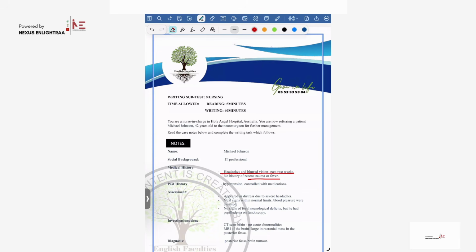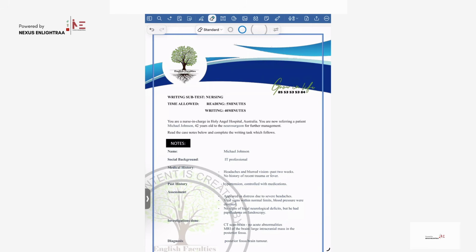Okay. Now let's go for past history. It says hypertension controlled with medication. This is important context for the neurosurgeon. So include it. It says hypertension controlled with medication, and this is important for the neurosurgeon. So do not forget to include it.